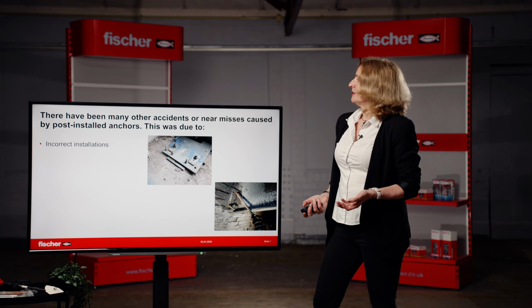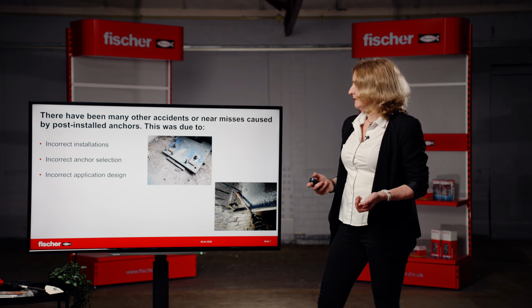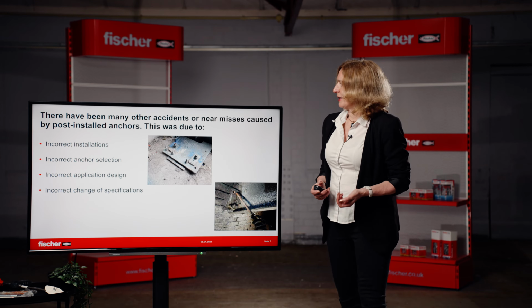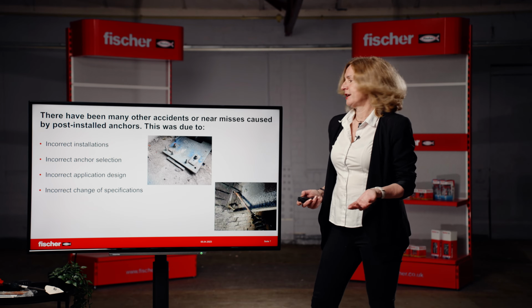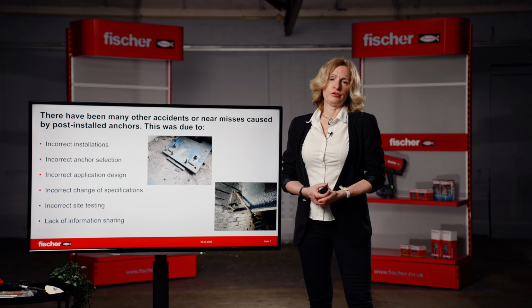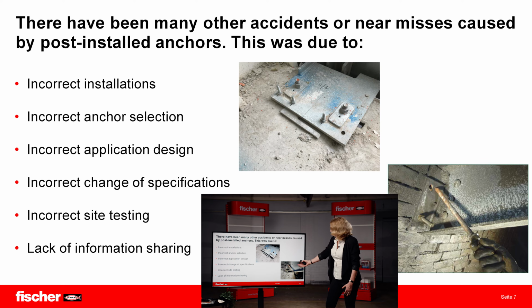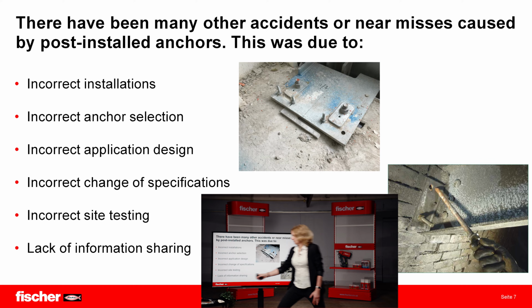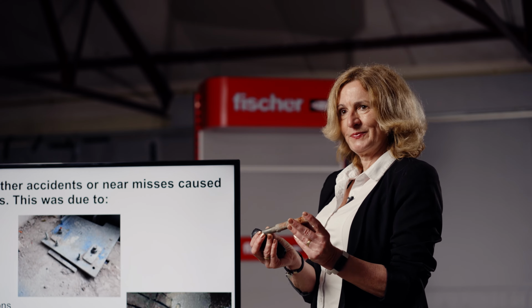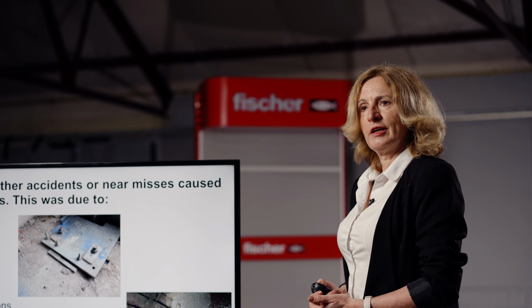Reasons can be different: maybe incorrect installation, incorrect anchor selection, incorrect application design, change of specification, incorrect site testing, or lack of information sharing. Very often it is a combination of a few of these factors. For example, here you see the pull-out of a resin anchor from old masonry. And later on, I will show you why this happened and how this can be avoided.